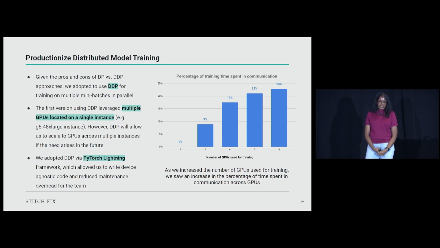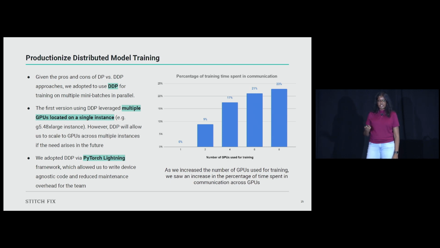We also use the PyTorch Lightning framework to reduce the amount of multiprocessing code that we have to maintain. And that significantly reduced the maintenance overhead. We can write device agnostic code. We don't have to make sure that all the tensors are on the right device. That is done by Lightning in the background, and that helped us reduce the maintenance load.